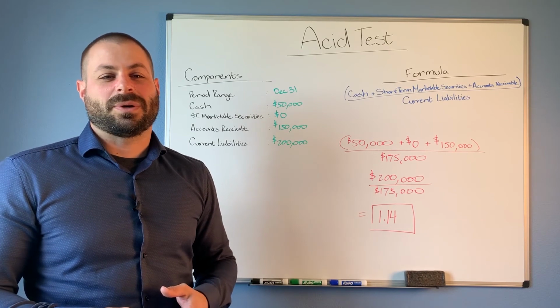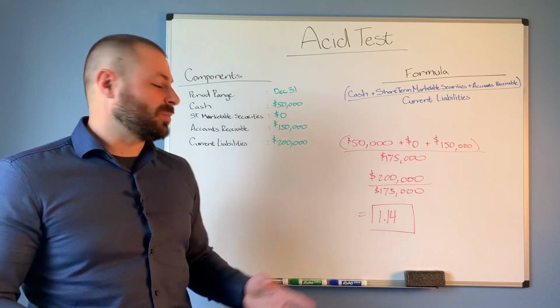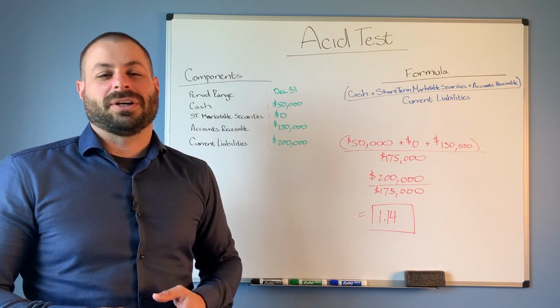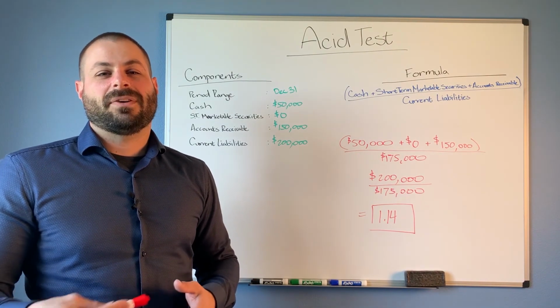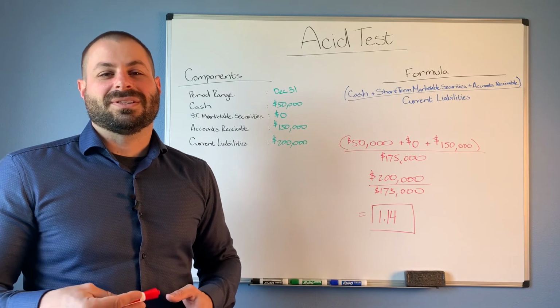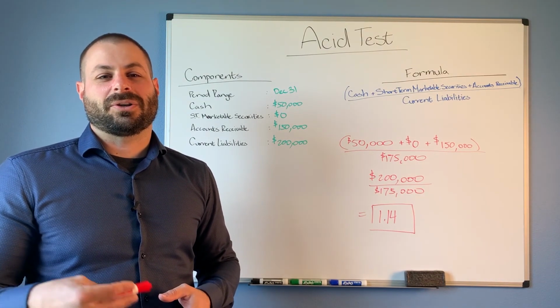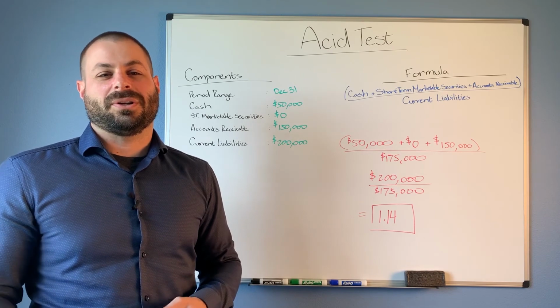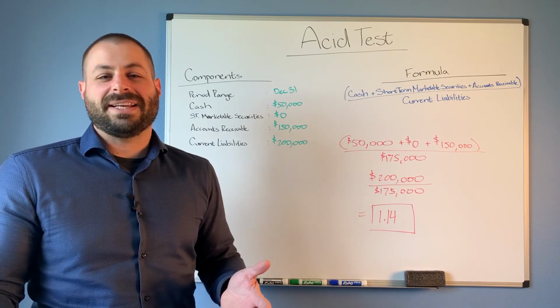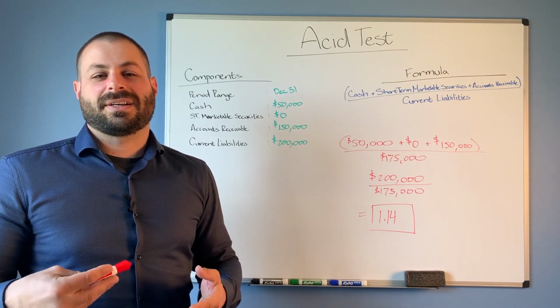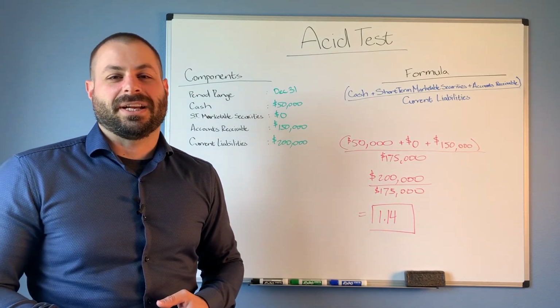With an acid test ratio greater than 1, as we have in this case, we are likely to be able to cover our current obligations. If our acid test ratio was 1.0 exactly, it means we'd be able to cover our current obligations dollar for dollar. If it was less than 1, say 0.75, we may be at risk of a cash shortage without change.